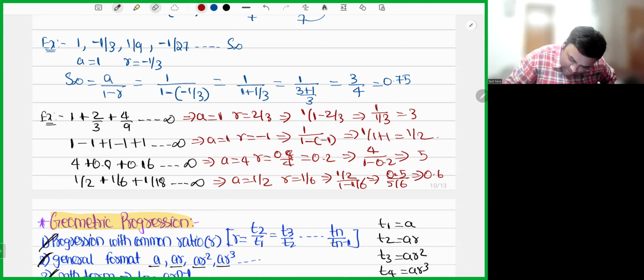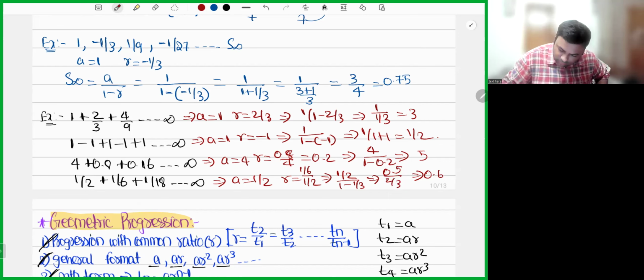This is not 1 by 6, this is 1 by 3, sorry. T2 by T1, right? 1 by 6 by 1 by 2. So this is 1 minus 1 by 3. Next, 0.5 by 3 minus 1, 2 by 3. 0.5 into 3 whole divided by 2. 0.75 this is.